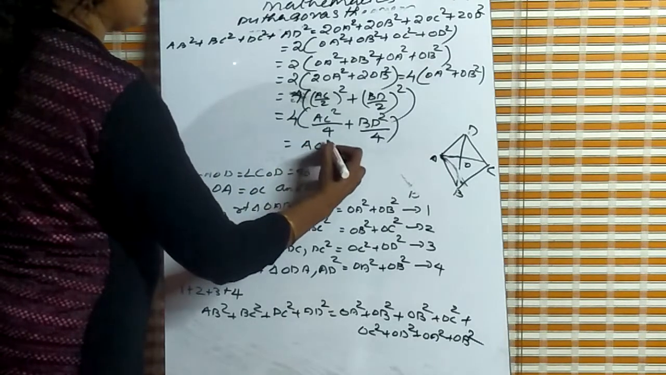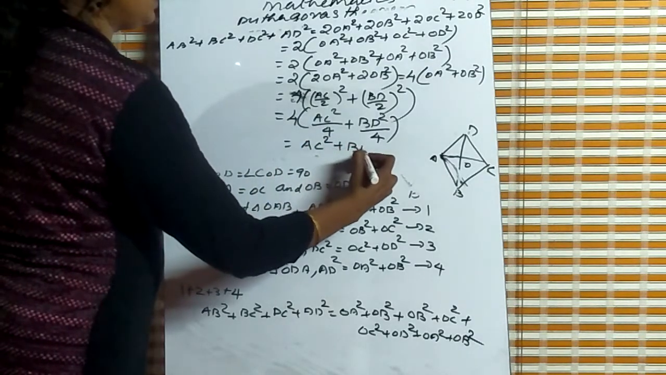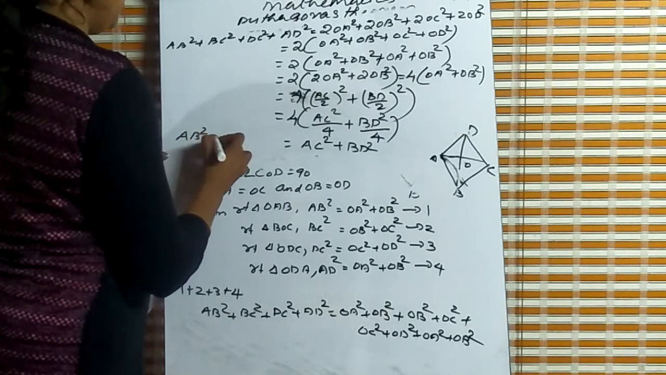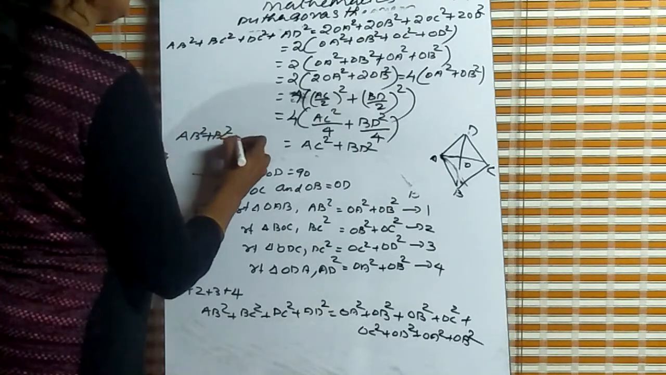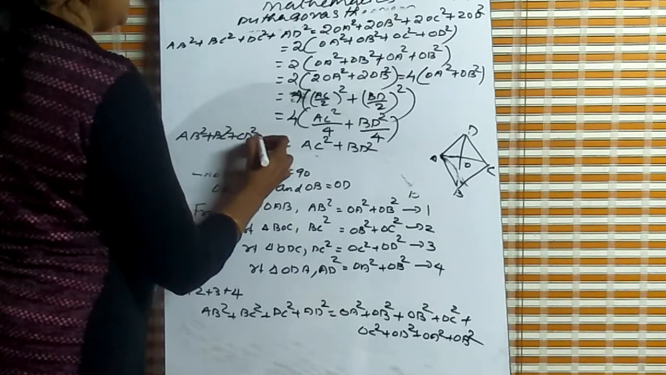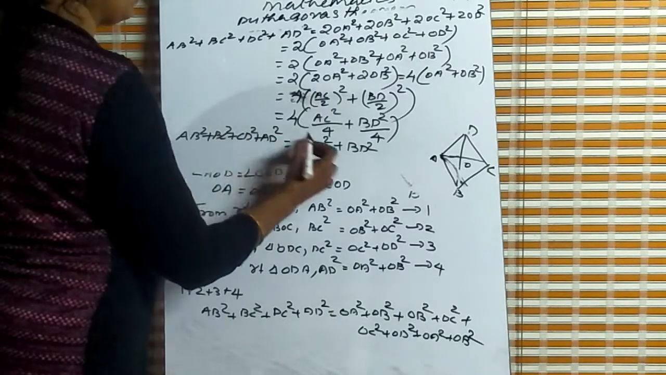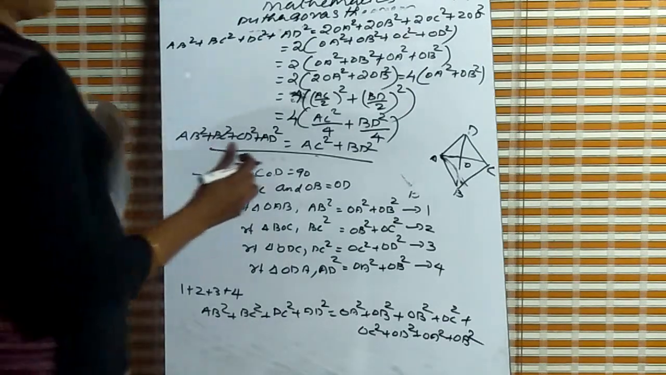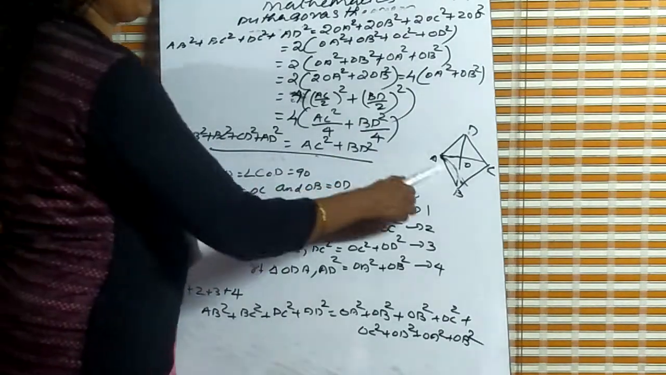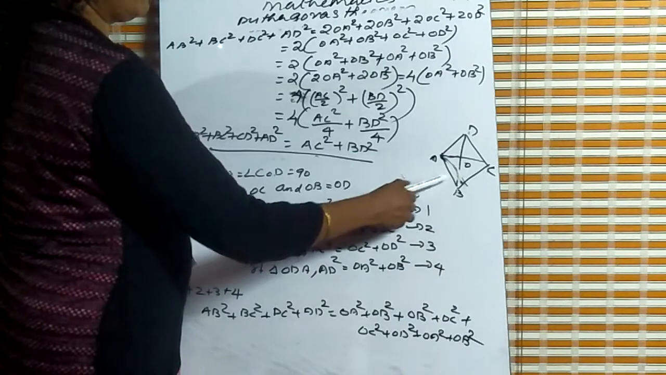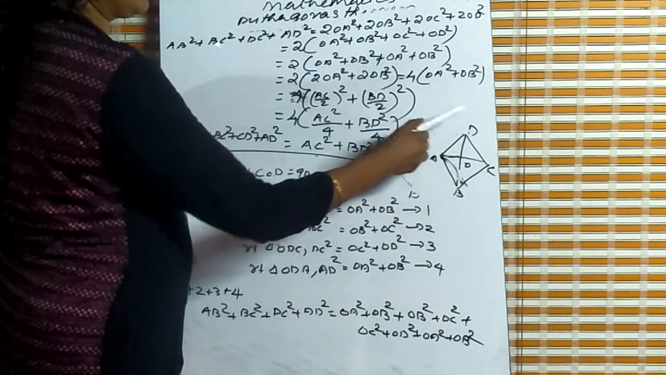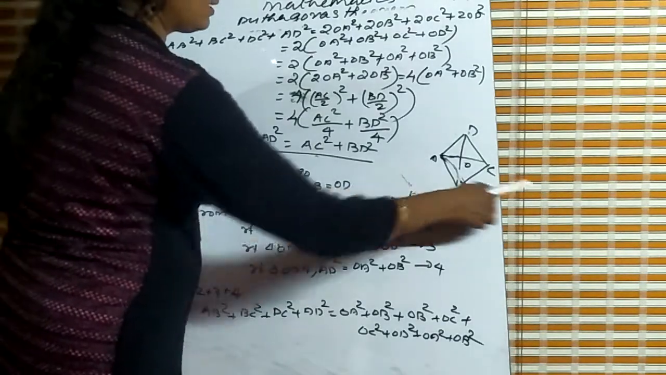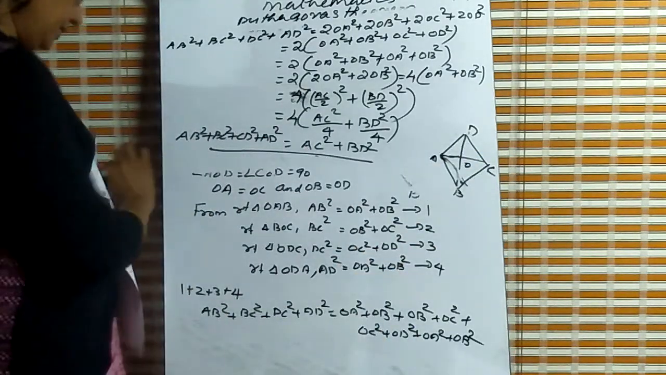Multiplying throughout by 4, the 4 cancels. AC square plus BD square, that is AB square plus BC square plus CD square plus AD square is equal to AC square plus BD square. That is, the sum of the squares of the four sides is equal to the sum of the squares of its diagonals, AC square plus BD square.